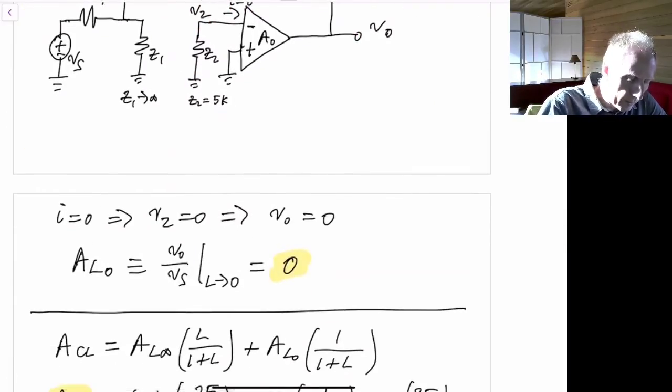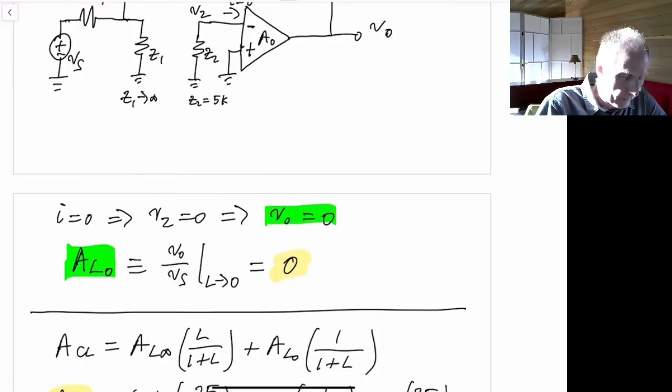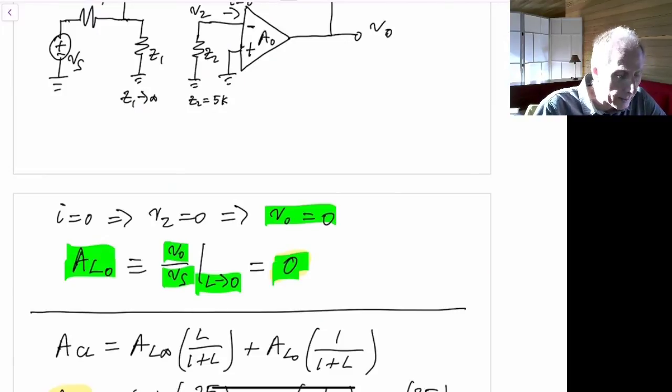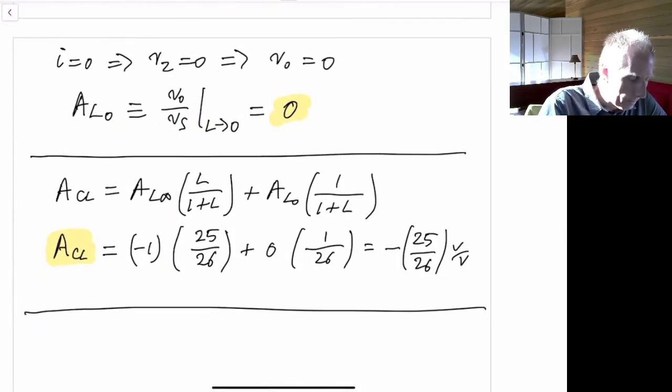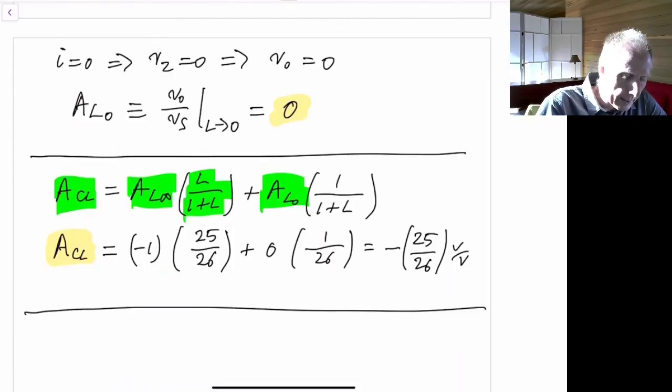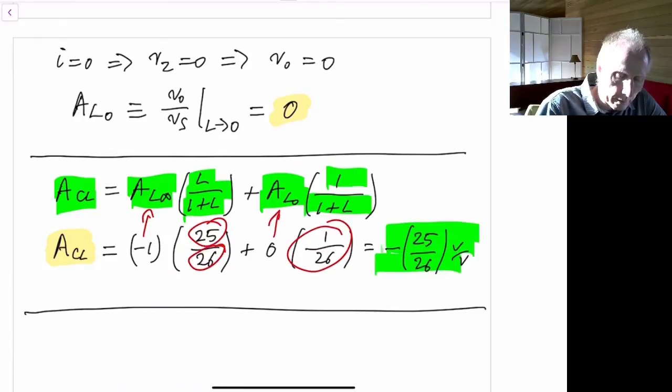So what we have is that V out is equal to 0, so that means the gain from Vs to V out when L goes to 0 is always equal to 0 in this particular example with an ideal op-amp. So combining those all together, we have that the closed loop gain is A sub L infinity times L over 1 plus L plus A sub L naught times 1 over 1 plus L. Putting those values in over here, we have minus 1. L was 25, so it's divided by 26. A sub L0 was 0, and that's divided by 1 over 26. So the overall closed loop gain is given by this result here, minus 25 over 26 volts per volt.